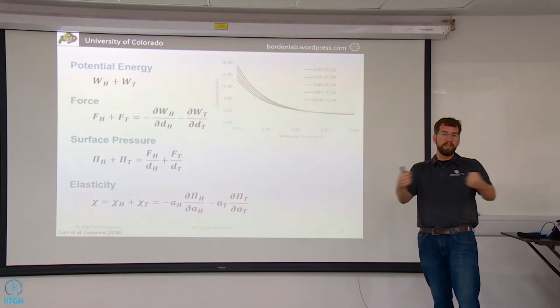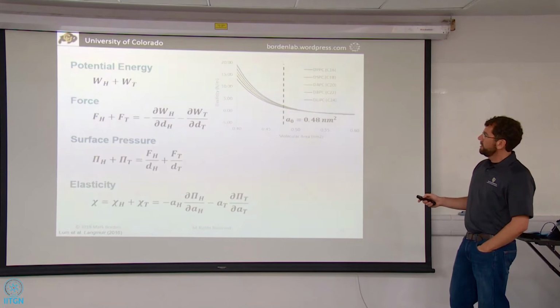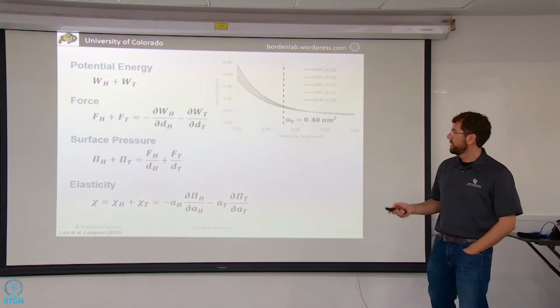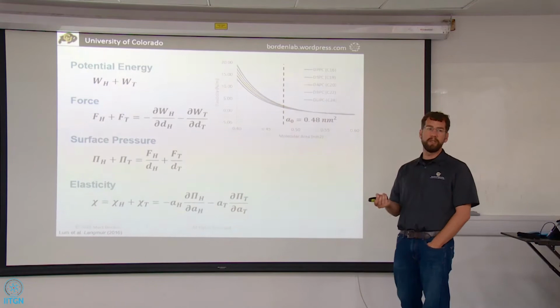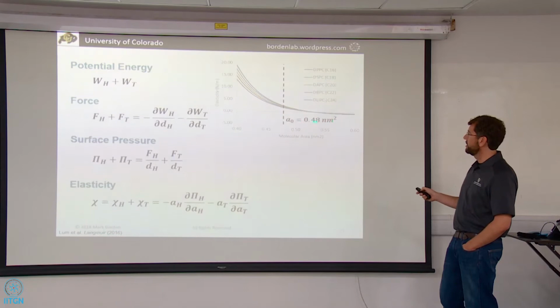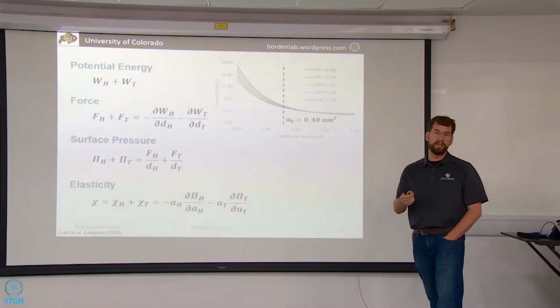And you know that you can minimize the potential energy to find the thermodynamic equilibrium. In mechanical engineering, they said you find out where the force is equal to zero, that is where repulsion and attraction are equal. So you can just set this function equal to zero and determine the area per molecule. So it turns out in this case it's about 0.48 meters squared per molecule, which is exactly what people predict for lipids. Minimum area per molecule.